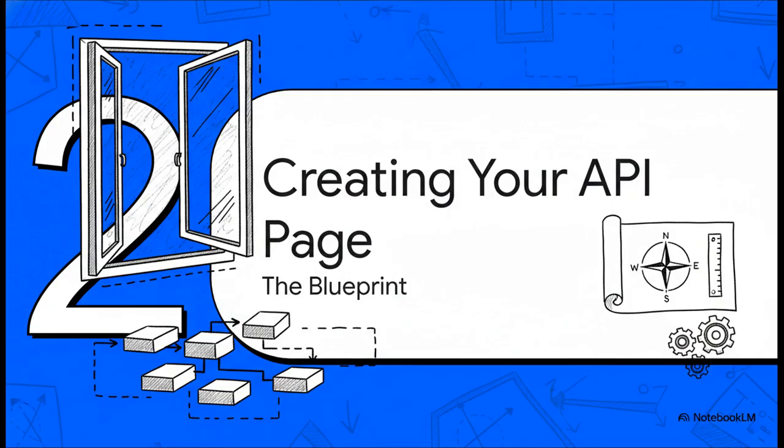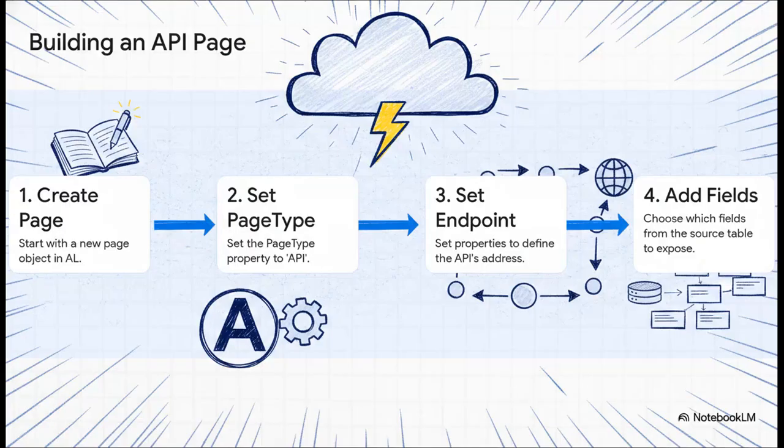So, if the API page is our service window, how do we actually build it? Well, the whole process really just comes down to setting a few key properties. These properties are what tell Business Central exactly how you want to present your data to the outside world. It breaks down into four main steps. First, you just create a new page object in your AL code. Then, and this is the critical part, you set its page type to API. That one little change instantly tells Business Central to treat this as a web service. After that, you just define its unique URL, and finally, you pick which specific fields from your source table you want to show through that window.